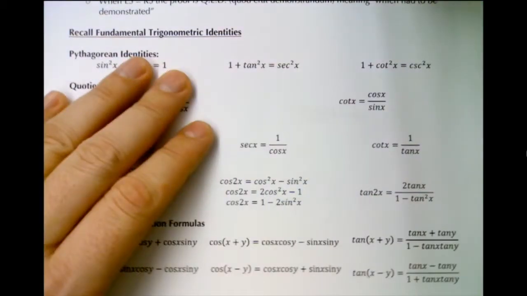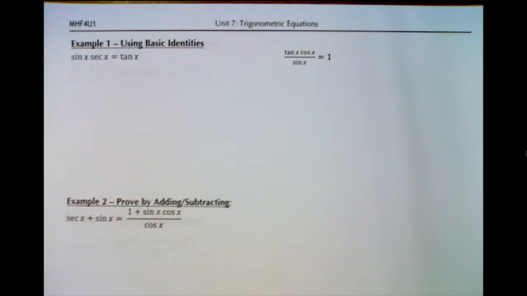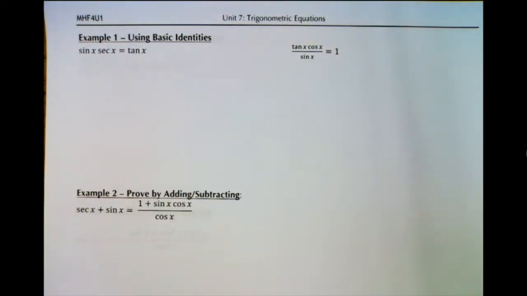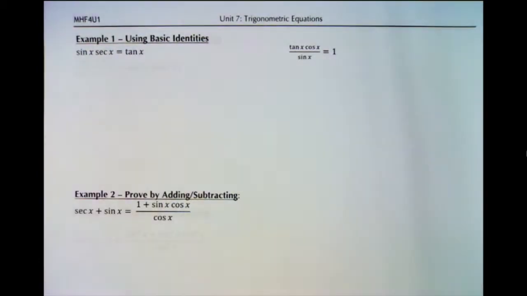So let's prove some basic identities. Our first one is sine x times secant x equals tan x. One strategy when you're given a bunch of different trig functions is to turn the trig functions into just sine and cos.